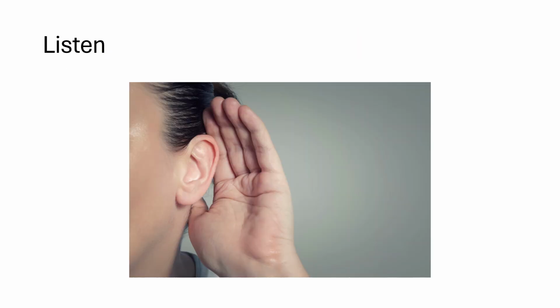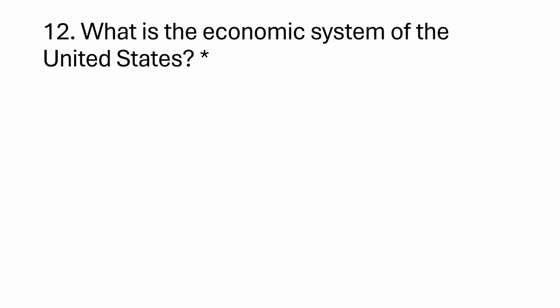Next question. What is the economic system of the United States? Say the answer if you know it. You probably do. What is the economic system of the United States? There may be more than one correct way to answer it. You don't have to memorize the whole list and repeat it. Capitalism, or you can say free market economy.